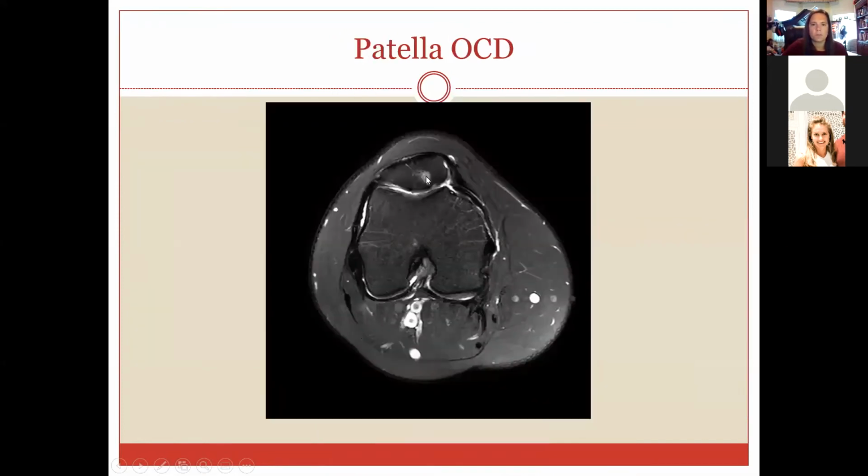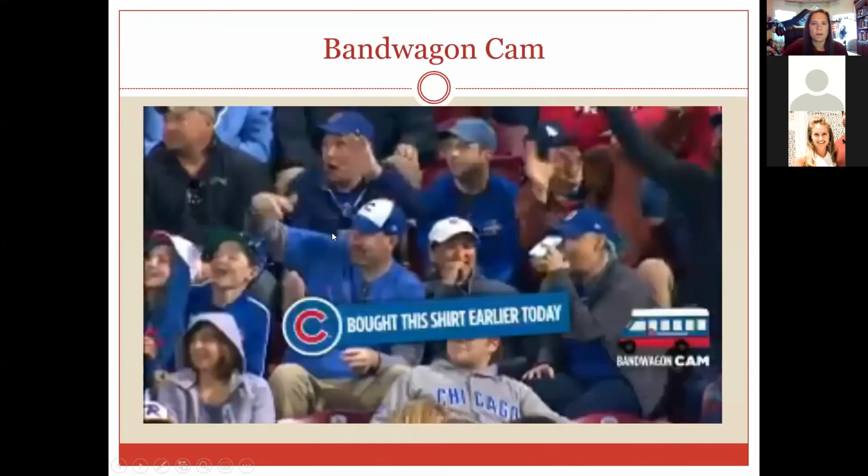Here's an example of a patellar OCD, just a little white spot right in the middle of the patella right here. This is just a picture of Dr. Meyer since he's not here to defend himself anymore. This actually was on the Cincinnati Reds broadcast the year after the Cubs won the World Series, and I have to include Dr. Meyer because they put him on it.